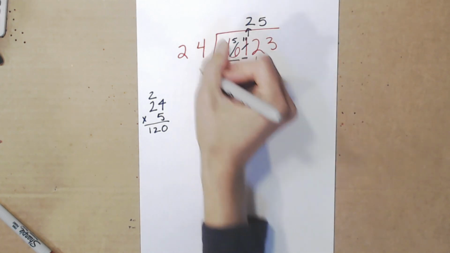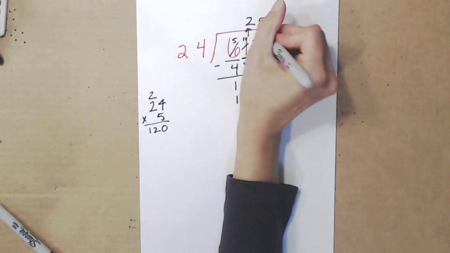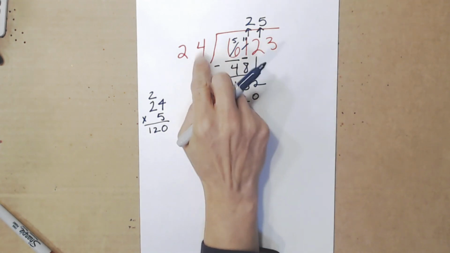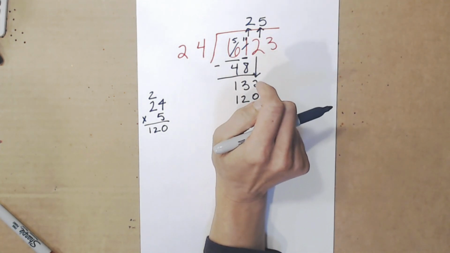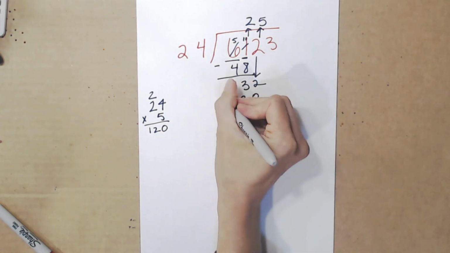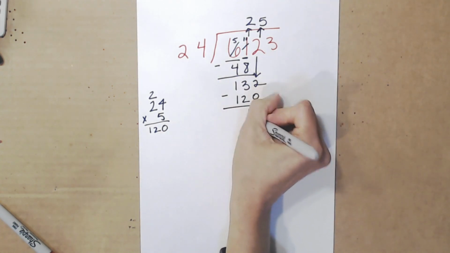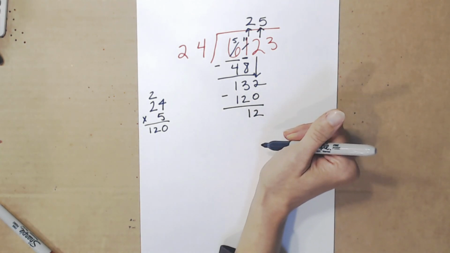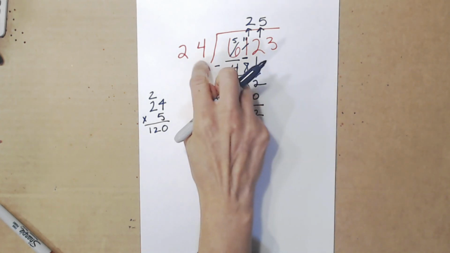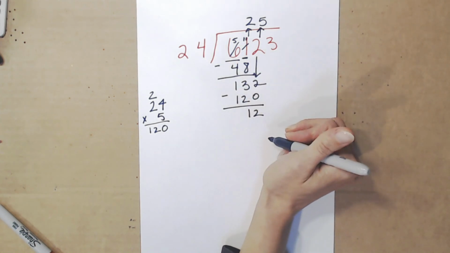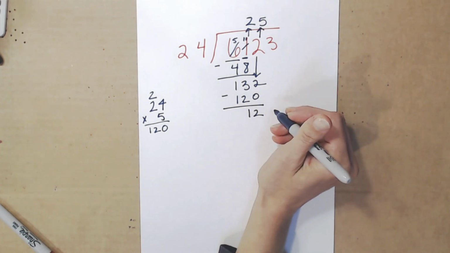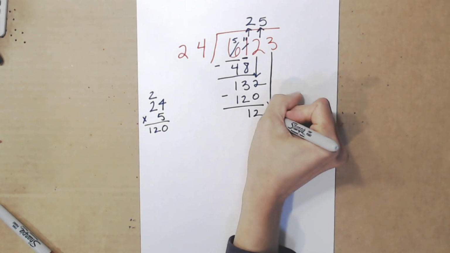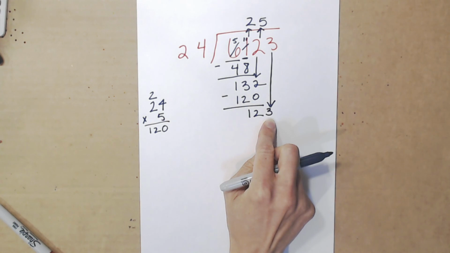So 5 times 24 is 120. I put the 5 above the tens because I was sharing tens, and I gave each of the 24 people 5 tens. 5 times 24 is 120. Now I subtract again, and I get 12. So that's 12 tens left over. Now again, I don't have enough tens to share among my 24 people, so I think of them as ones. 12 tens would be 120 ones. And I bring down the 3 ones that I started with. I have 123 ones to share.